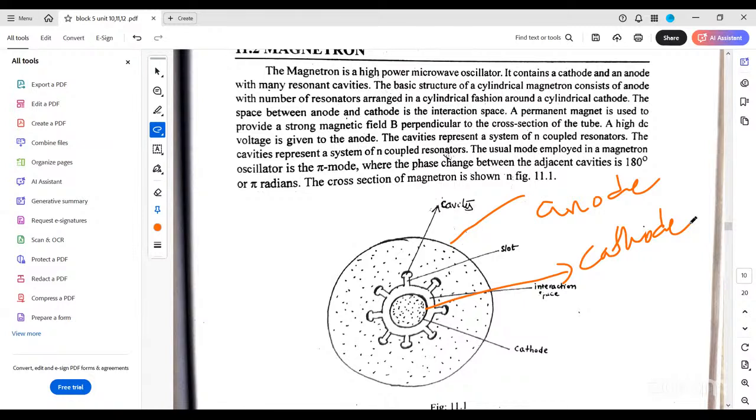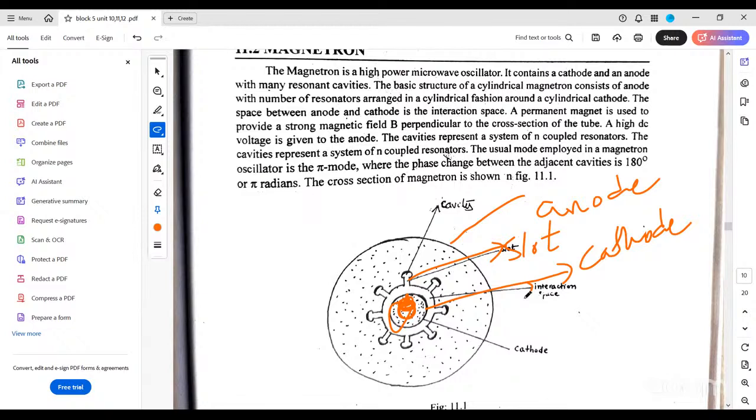In between, we have cavities. The cavity connection, I'm calling this a slot. The cavity connection is called a slot. There is a space inside. Where? Inside the cathode. What is this space called? Interaction space.